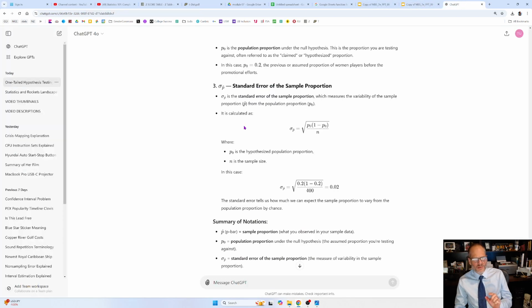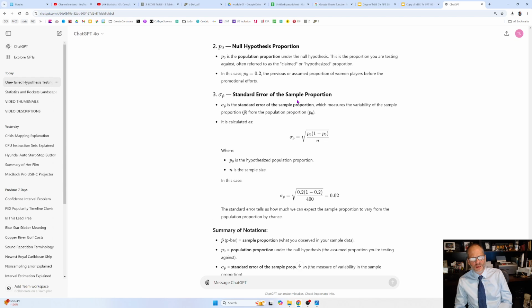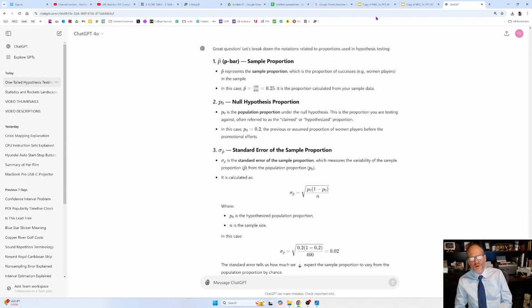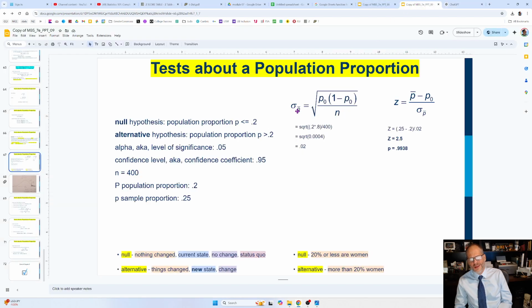So that's our standard error of the proportion. Again, just going back and making sure that we have the terminology right. Standard error of the sample proportion, because p bar is the sample proportion, and we have p bar here. So I'm still learning how to say all this stuff too. But we have the standard error of the sample proportion, it's 0.02. And now we're going to calculate our z-score.